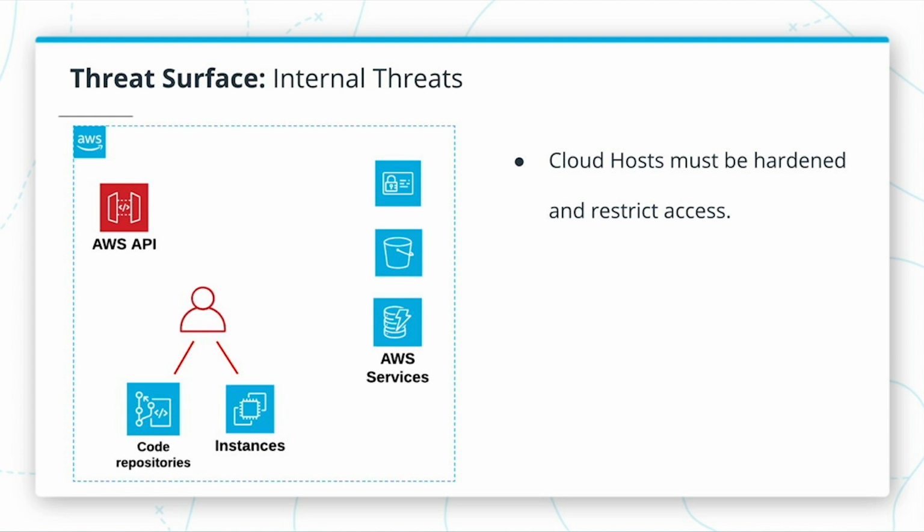Going back to the AWS API, it can also become a target if attackers gain access to internal code repositories or instances that mistakenly hold API keys and other secrets. This again would lead to a compromise of AWS services tied to the API.